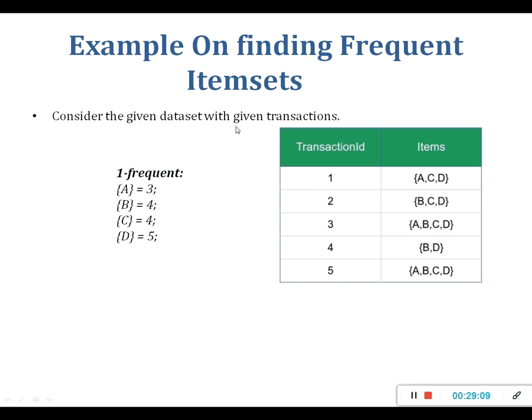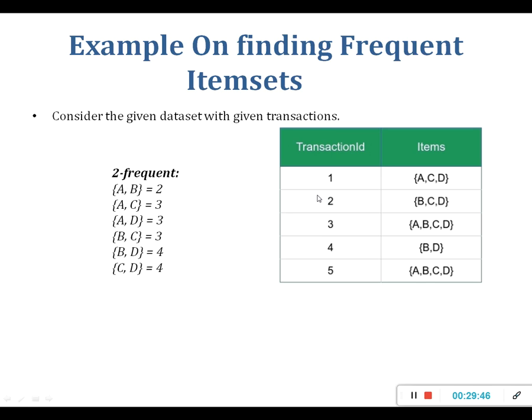Now if we consider the data set given, I will calculate the one frequent, means only for a single item set. So how many terms are there? A, B, C and D. A occurs 1, 2, 3 times. B occurs 1, 2, 3 and 4 times. C occurs 1, 2, 3 and 4 times. And what about D? 1, 2, 3, 4 and 5. So this I will call the one frequent.